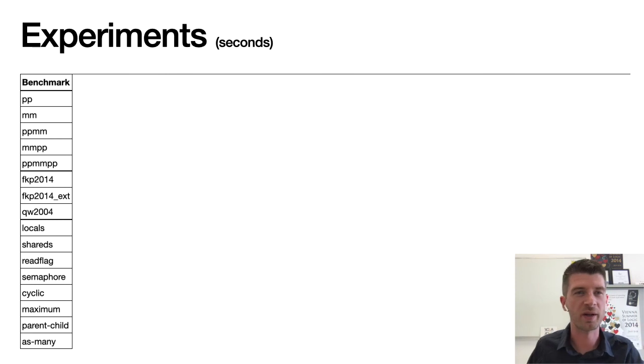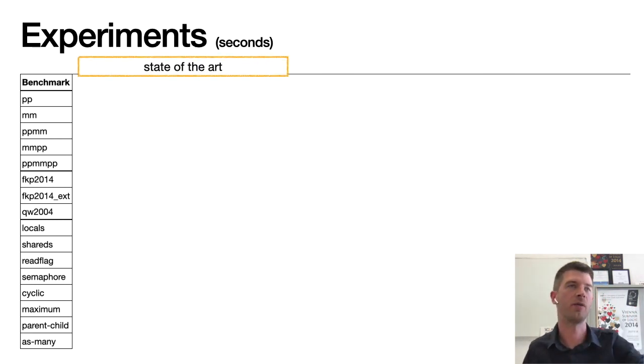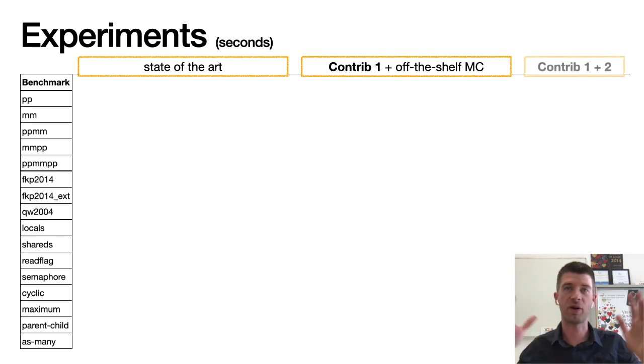And we will look at 3 different categories of comparison here. We first compare to some state-of-the-art tools. Then we have our own abstraction, TMCA, but combined with an off-the-shelf model checker. And then we have our full verification pipeline where we do first TMCA and then our custom predicate selection heuristic. Okay, so let's dive in.